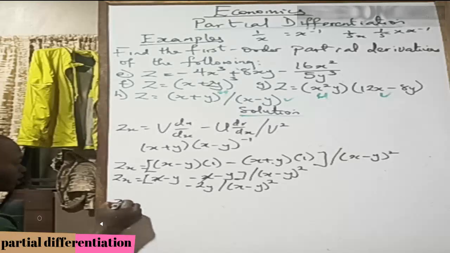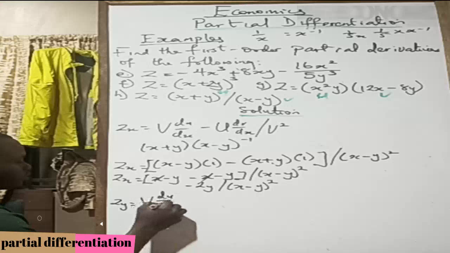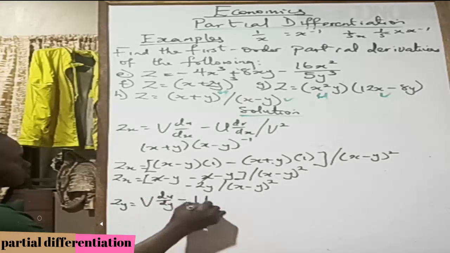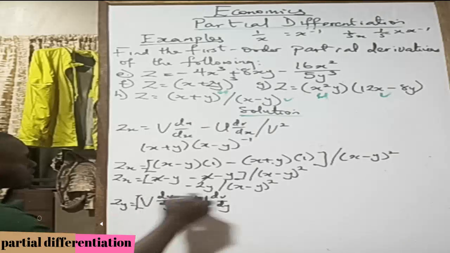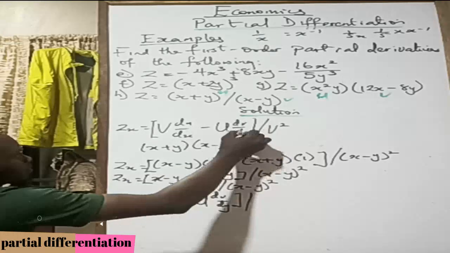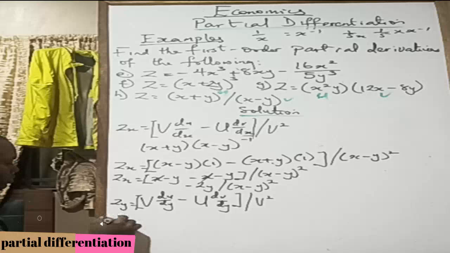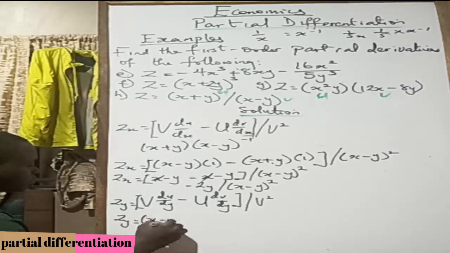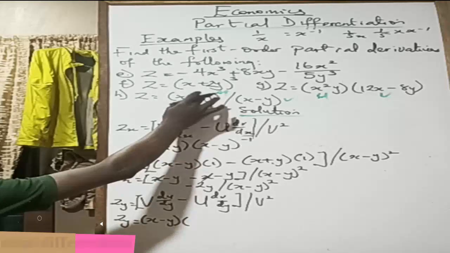Now for zy, the formula for that is going to be v. You are differentiating u with respect to y now, v du dy minus u dv dy. All right, everything divided by v squared. So the same process, zy equals what is v again? x minus y. But now we're differentiating u with respect to y, so it is 1 as well.